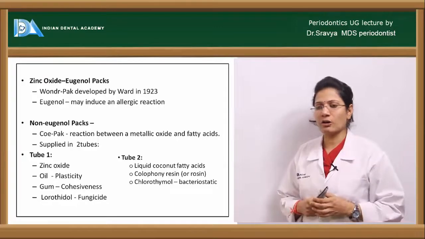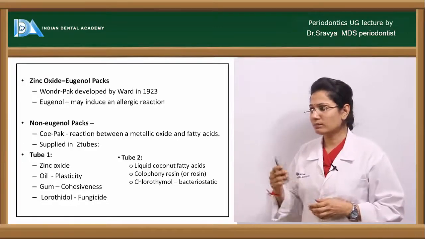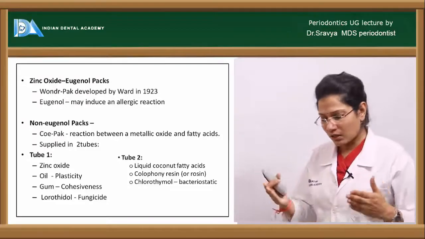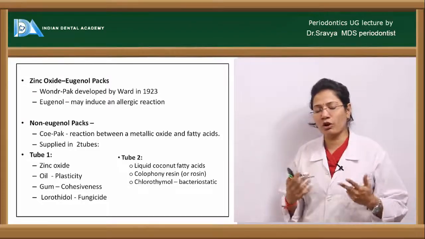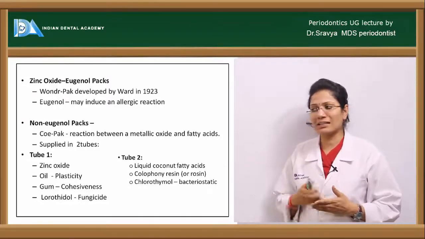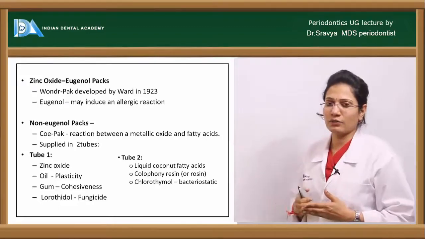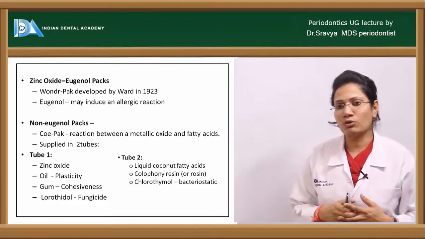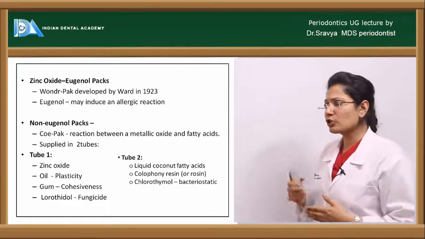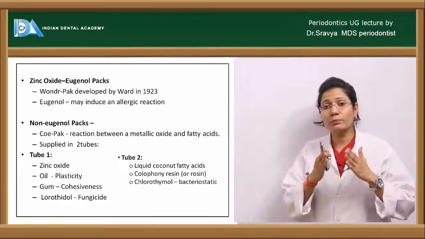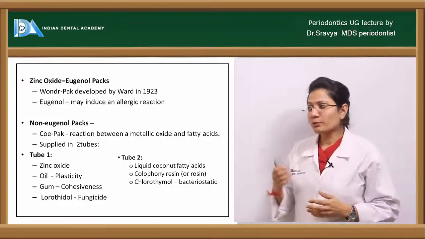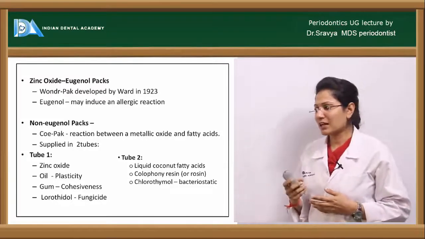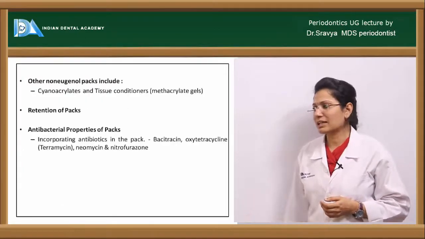And then the non-eugenol packs include your Coe-Pak, wherein you have a reaction between your metallic oxide and fatty acids. It is supplied in two tubes. Tube one contains zinc oxide, oil for plasticity, gum for cohesiveness, and lorothiazide, which is a fungicide. Tube two has liquid coconut fatty acids, colophony resin, and chlorothymol, which is a bacteriostatic agent.